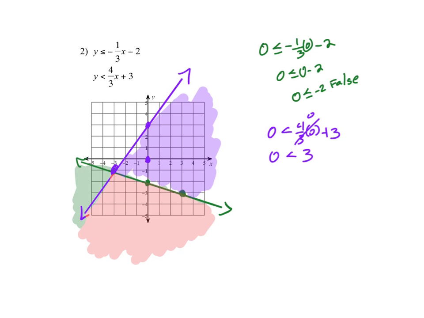And I do have a small mistake right here, right? This line should be a dotted line right there. Right? It should be dotted because this is less than instead of a solid line.